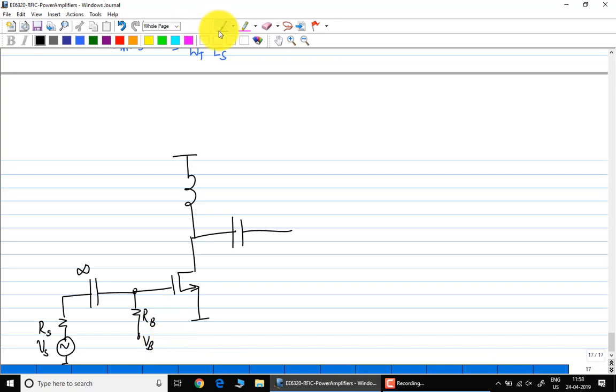So what you would normally do is maybe put in a 50 ohm resistance to ground on the left side of the decoupling capacitor. Okay, does it make sense?